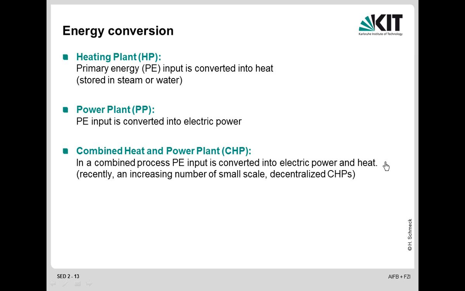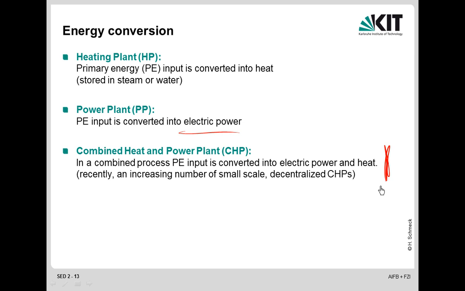We have heating plants for converting primary energy carriers into electricity. There we transform the primary energy into heat, which is stored in steam or water, and then from there turbines are driven, which generate the electricity. So we have power plants where the primary energy input is converted into electric power, and we have combined heat and power plants where we generate heat and power. These are the most efficient because if you generate electricity, you also generate heat, and if you don't use it for heating, that's a waste of energy.